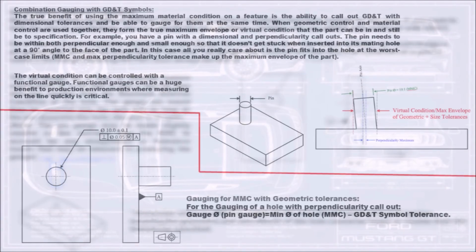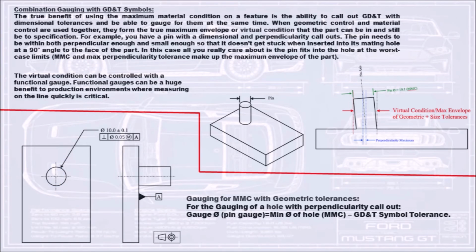tolerances specified. Combination gauging with GD&T symbols. The true benefit of using the maximum material condition on a feature is the ability to call out GD&T with dimensional tolerances and be able to gauge for them at the same time. When geometric control and material control are used together, they form the true maximum envelope, or virtual condition, that the part can be in and still be to specification.